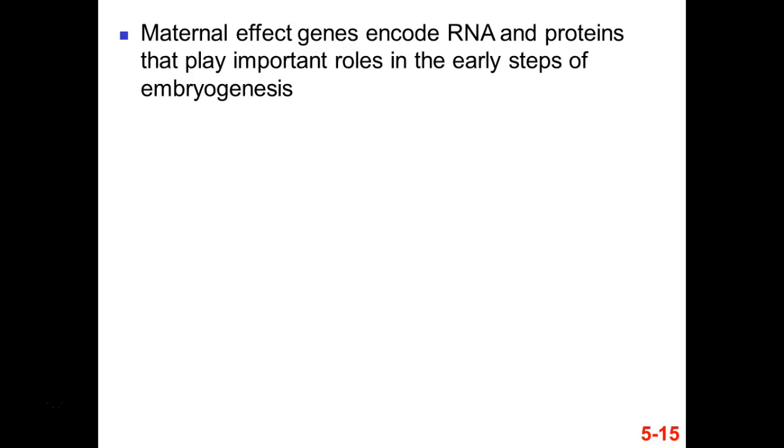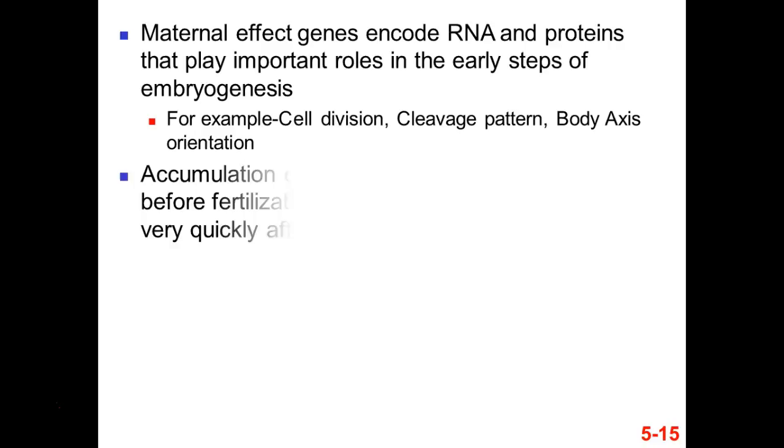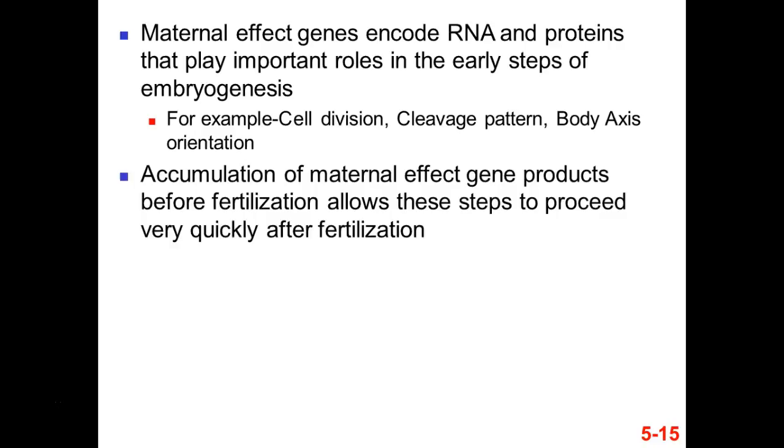So maternal effect genes encode RNA and proteins that play important roles in the early stage of embryogenesis, and that's why they matter. So for cell division, cell cleavage, and in this case, the body axis orientation, the way it spins. And it's the accumulation of those products before even fertilization. So it doesn't matter what dad is, he's not even on the scene yet. And it's not made from the baby, that haploid oocyte.